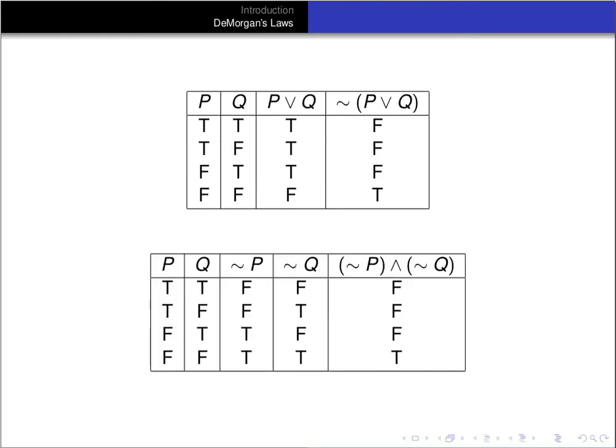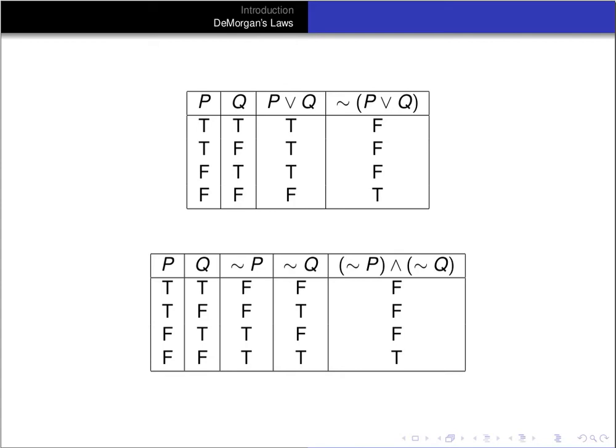What about the truth table for the other statement? So let's look at the truth table now for not P and not Q. Okay, so you can see that if P is true, not P is false. If Q is true, not Q is false. So in the first line, where not P and not Q are both false, not P and not Q is false.